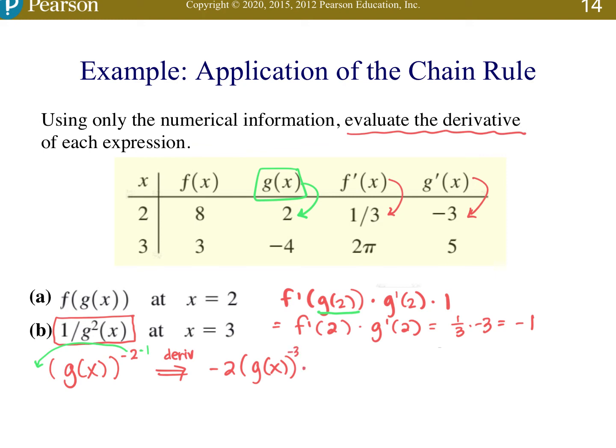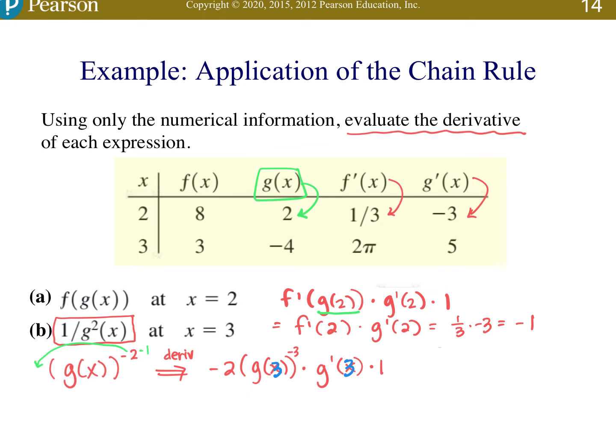Then I multiply by the derivative of the inside, which is g prime of x. And then I multiply by the derivative of the inside of that. The inside is x, and its derivative is 1. All right, and we're finding this at the x value of 3. So I can now replace my x's with 3's.